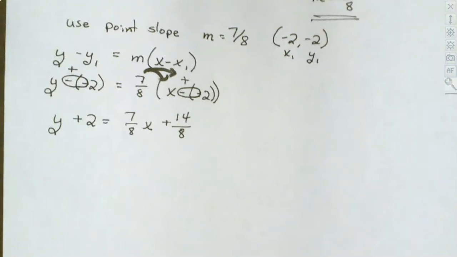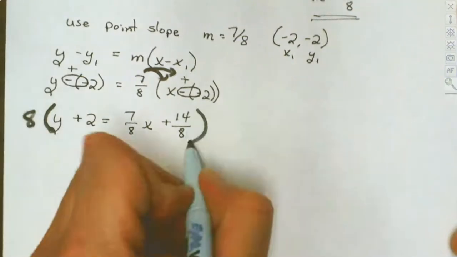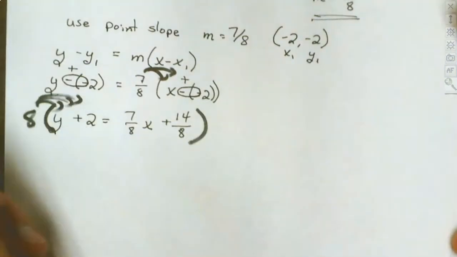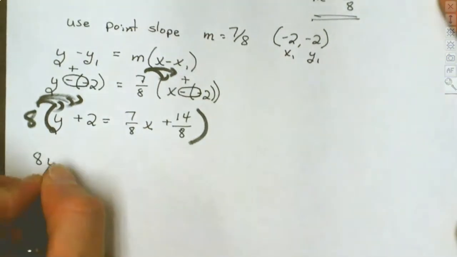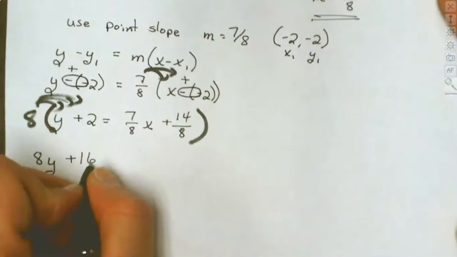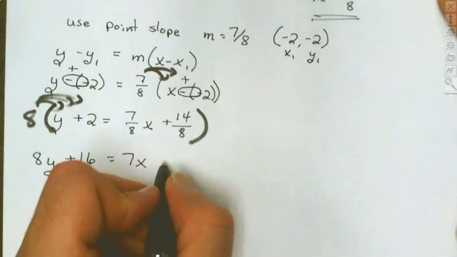And when we talk about standard form, can we have fractions in our standard form? Remember? No, we cannot. Two things you need to remember. Standard form, no fractions, and the x value must be positive. So distribute an 8 through to clear your fractions. And that is then 8y plus 16 equals 7x, because those 8's cancel, plus 14.